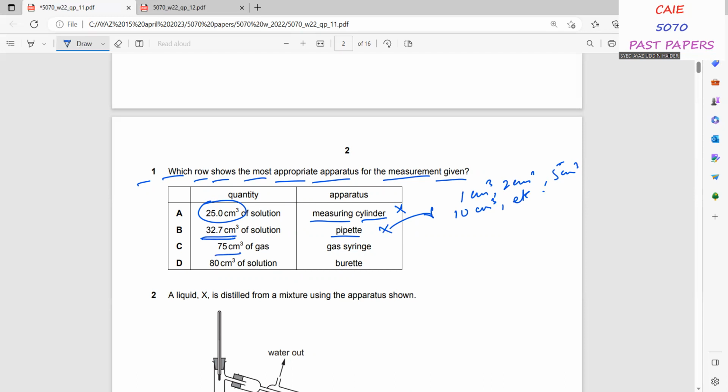75 cm³ of gas using a gas syringe. This looks correct. The last one, 80 cm³ of solution using a burette. You can't measure 80 cm³ of solution with a burette. So C is the right answer for this question.